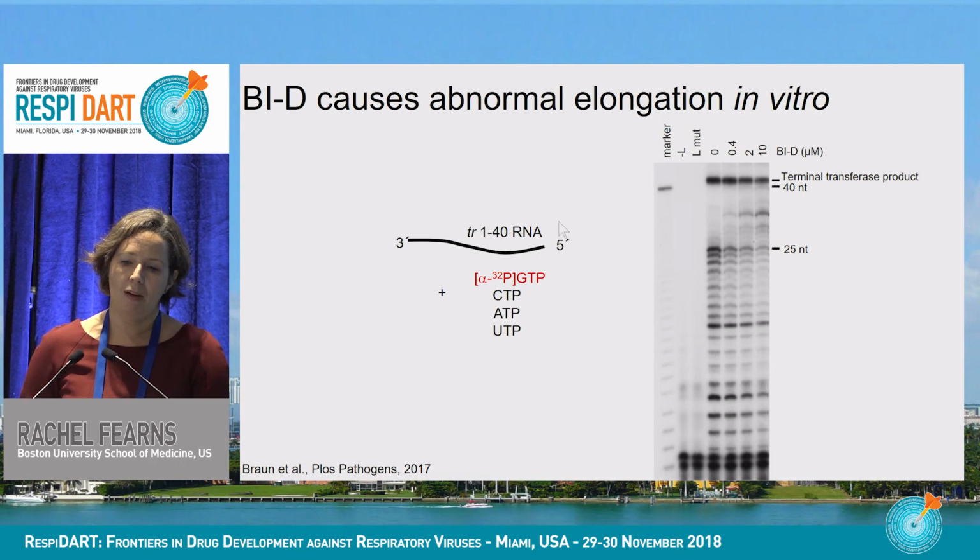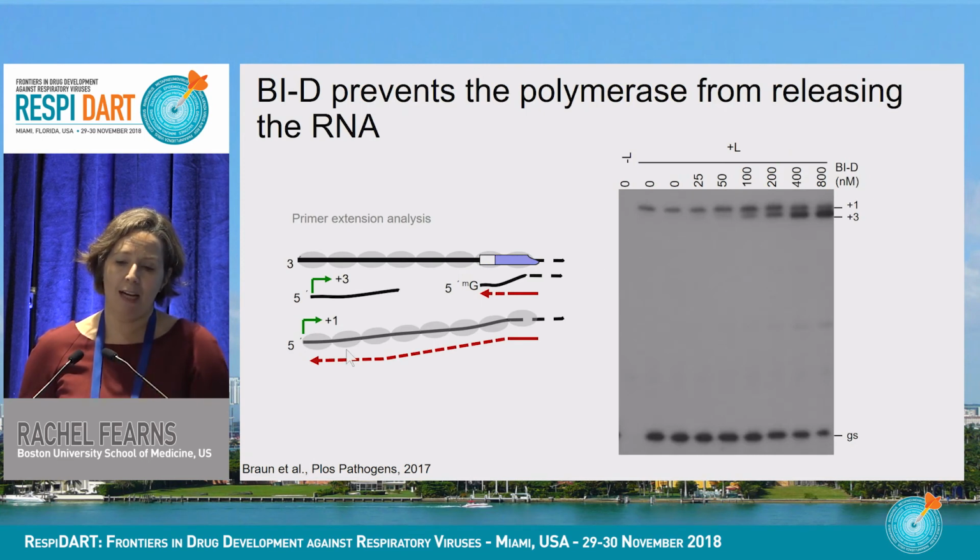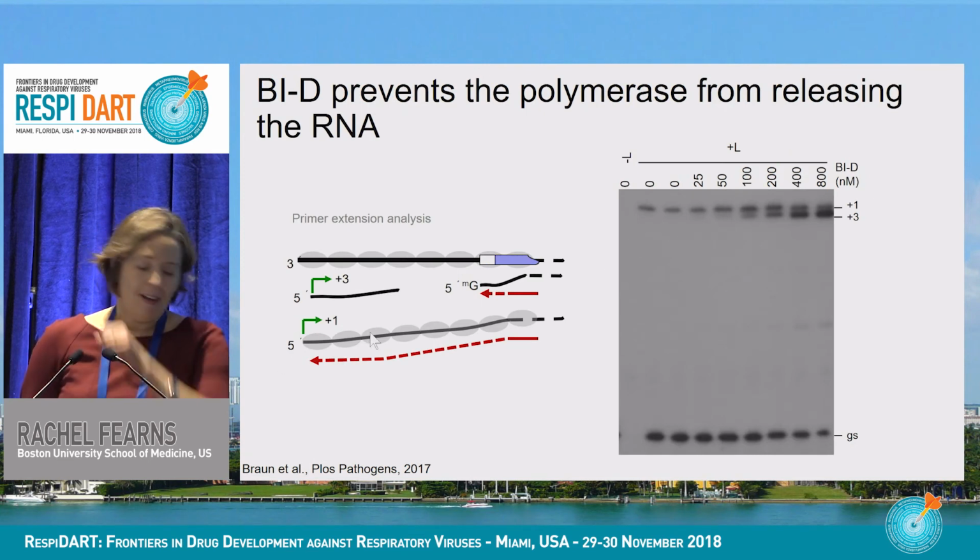So in our in vitro assay and in cells, we know that the polymerase, when it initiates at position 3 of the template, it normally just releases the RNA after 25 nucleotides. So you can see that here. This is what we normally see. And in the presence of BID, we saw that actually the RNA was elongated further so that it got to the end of the template. So BID caused the polymerase to be more processive, it actually increased elongation. And we showed that that also happened in the mini genome system.